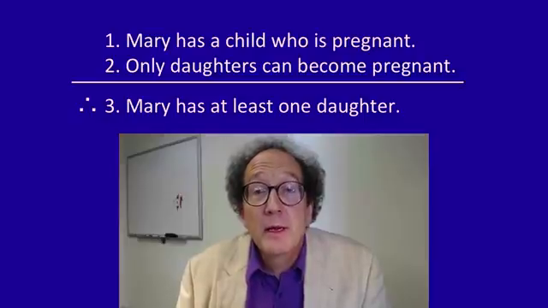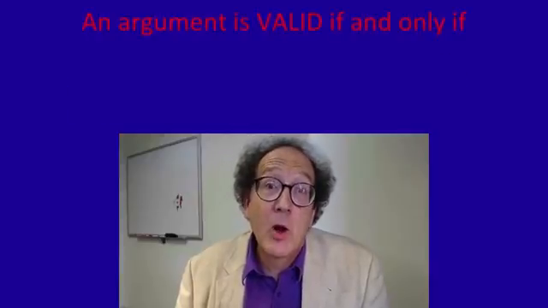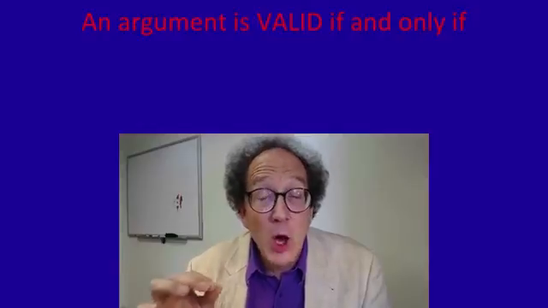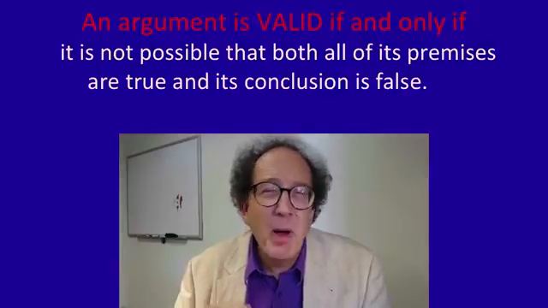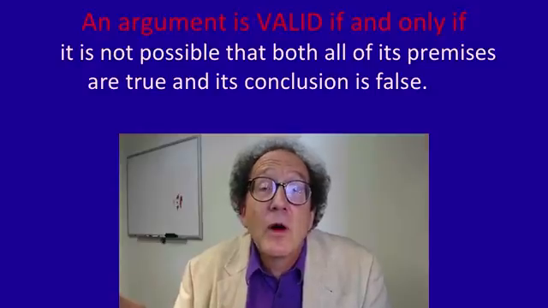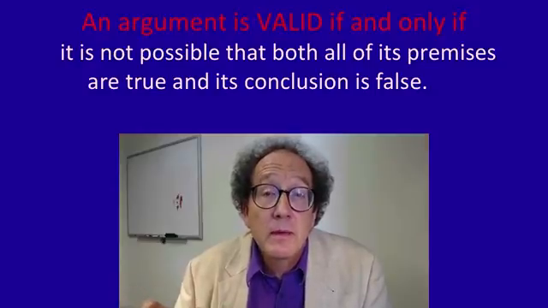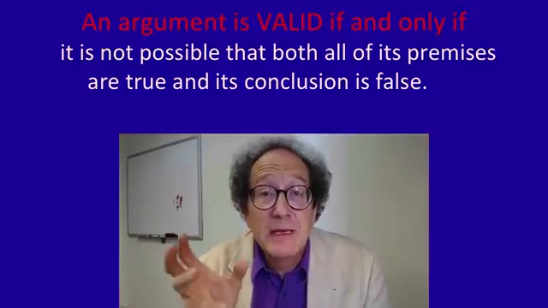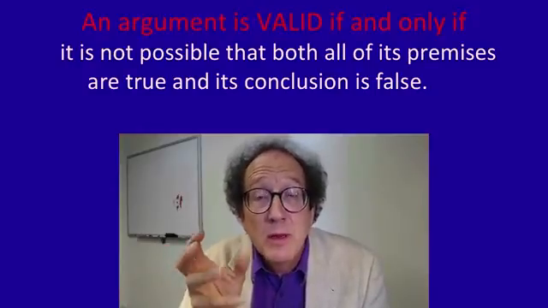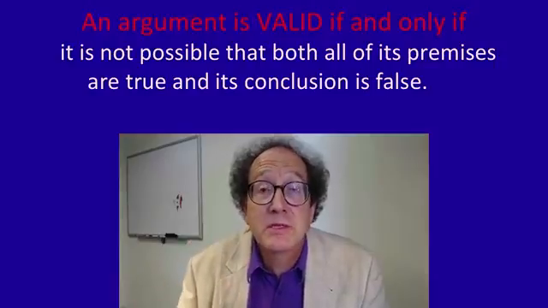More generally, we can define validity in an argument so that an argument is valid if and only if it's not possible for the premises to be true and the conclusion false. That is, it's not possible for there to be a situation where both of those hold. That is, a situation where the premises are true and the conclusion is also false.